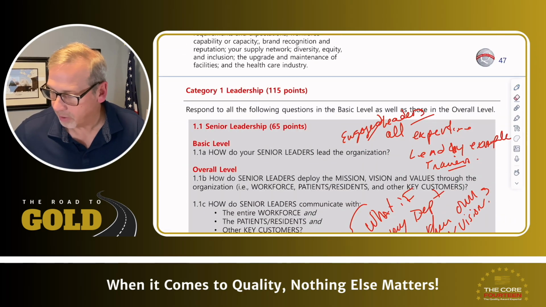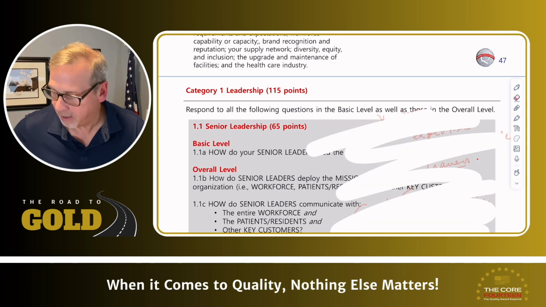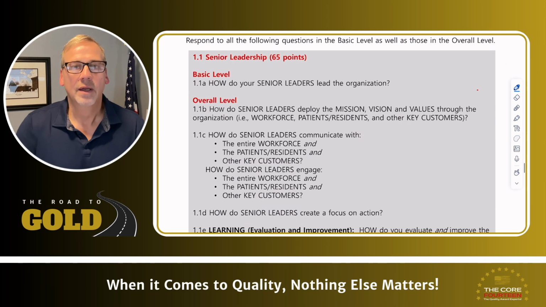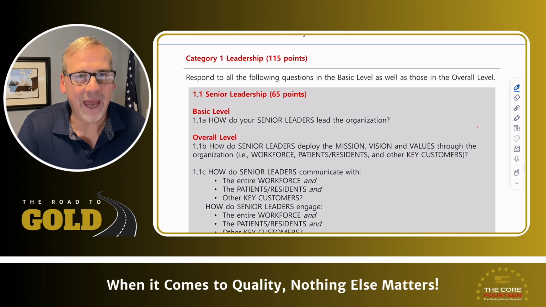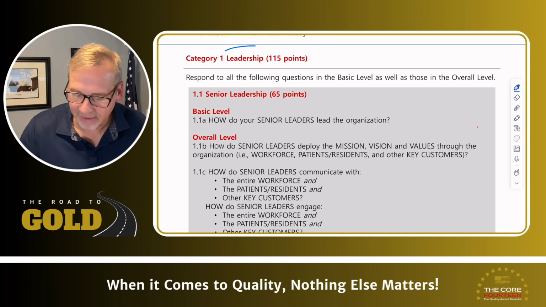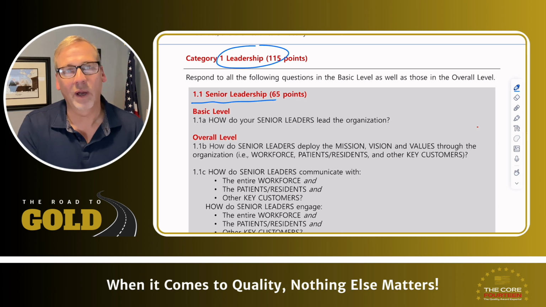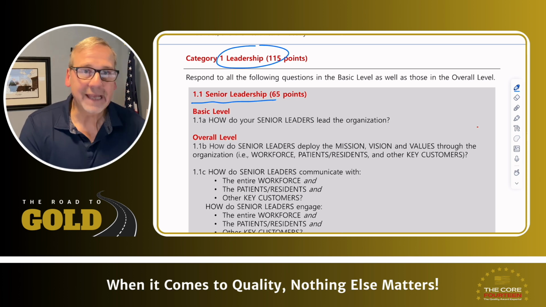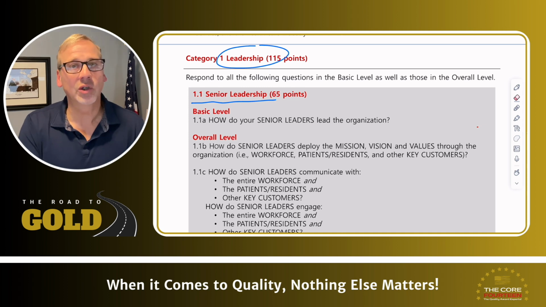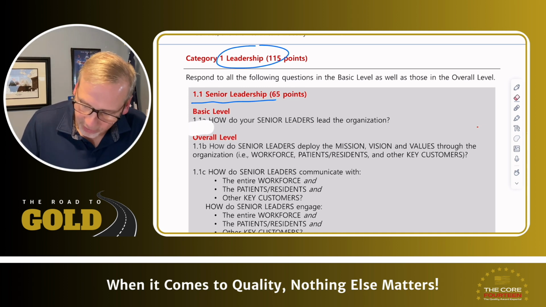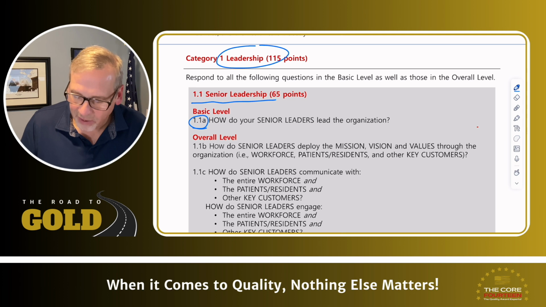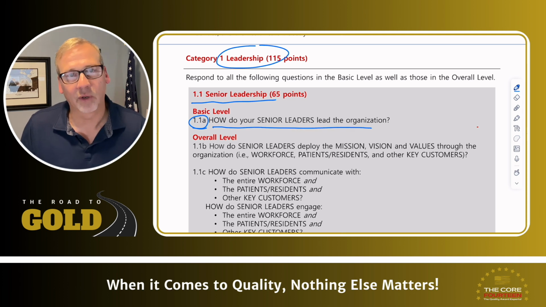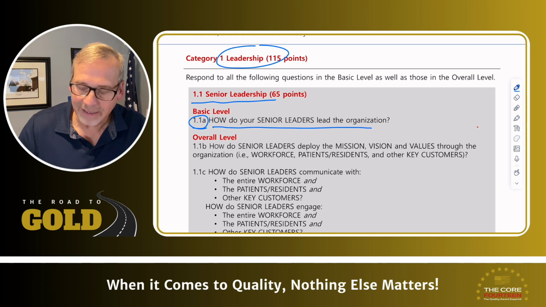Pardon all my chicken scratch. If we look at the way that this category is listed, it is listed as leadership, and 1.1 is not a question. 1.1 is a heading. It just simply says senior leadership. And then 1.1a has the question, how do senior leaders lead the organization? That's the first question in 1.1. Well, that's at the silver level.